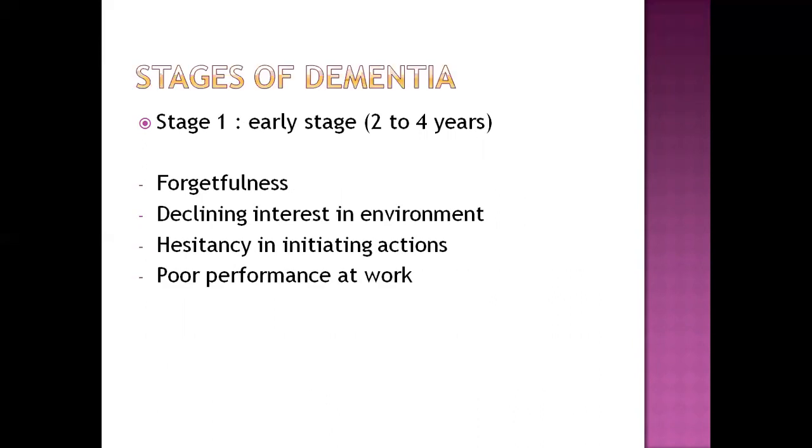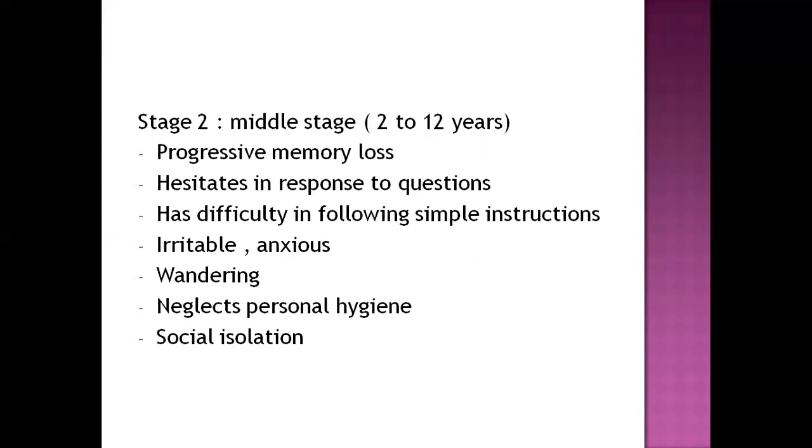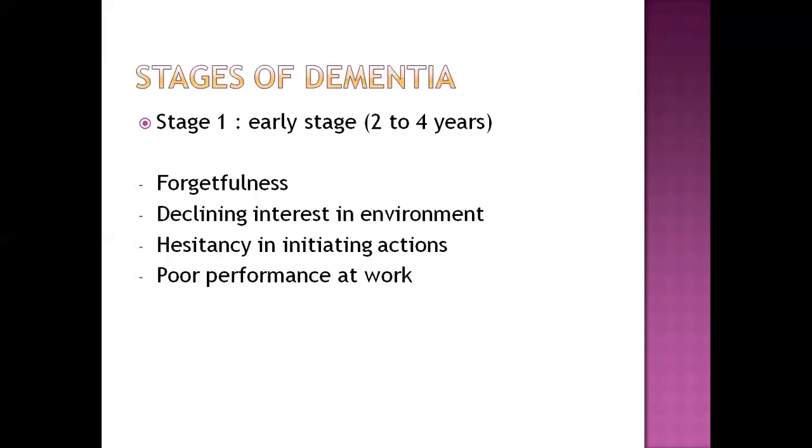There are stages of dementia. There is early stage, stage 1, middle stage, stage 2, and final stage, stage 3. Stage 1 might exist for 2 to 4 years and symptoms develop gradually. It does not develop overnight. That's why sometimes we might not be able to be sure of signs and symptoms. Features are forgetfulness, declining interest in the environment, hesitancy in performing anything or initiating any action, and also poor performance at work.